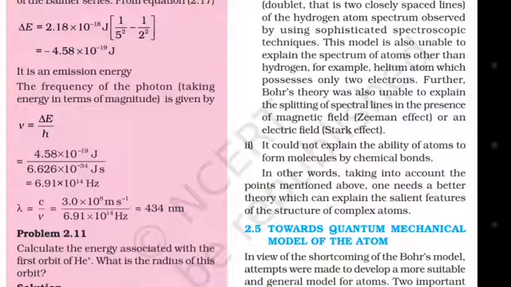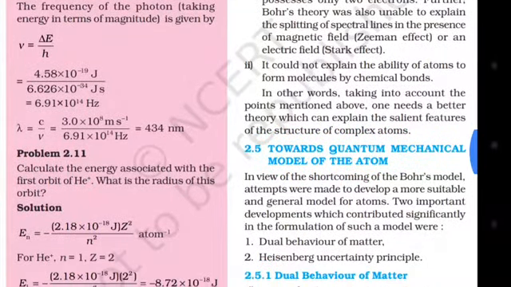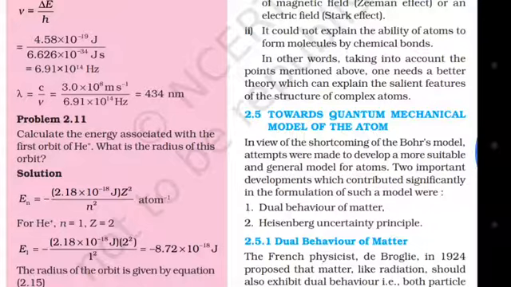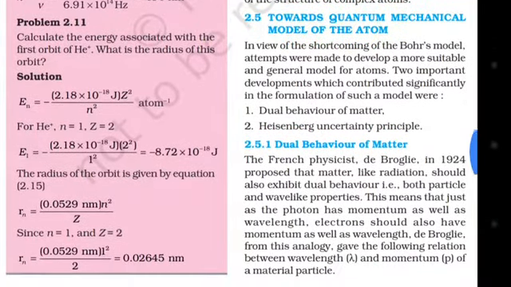In other words, taking into account the points mentioned above, one needs a better theory which can explain the salient features of the structure of complex atoms. 2.5 Towards quantum mechanical model of the atom.